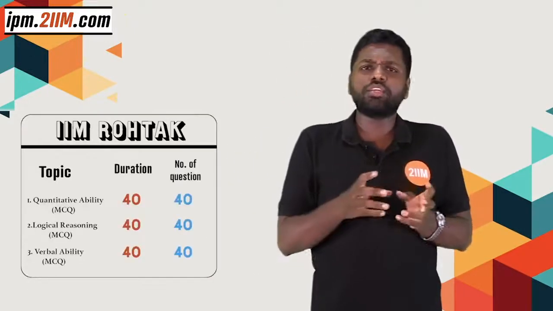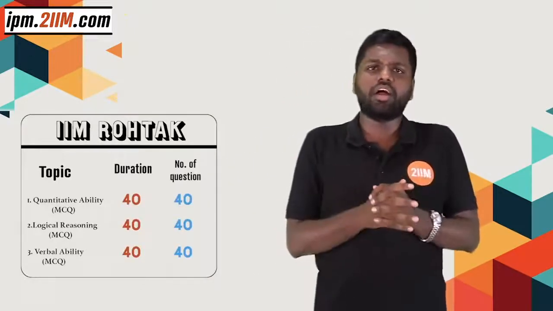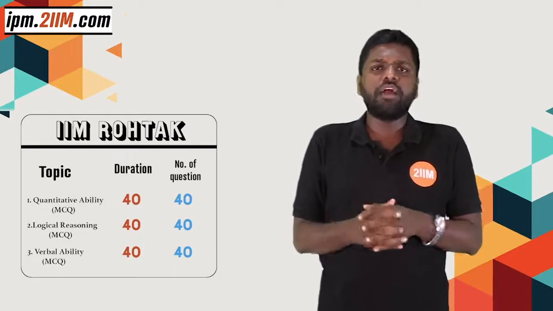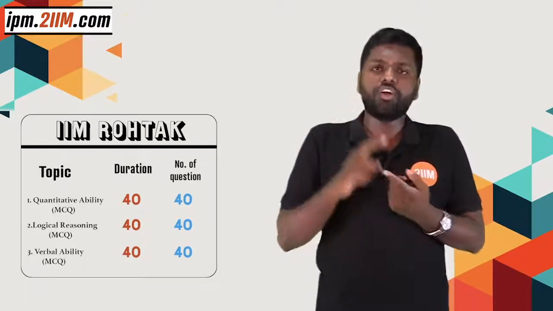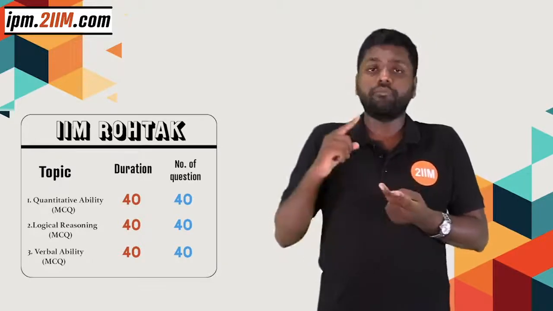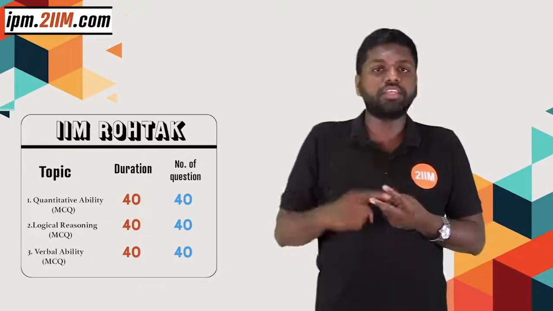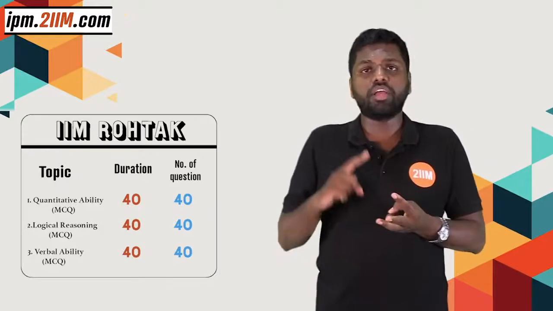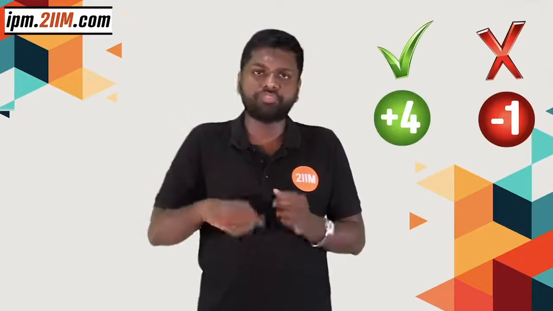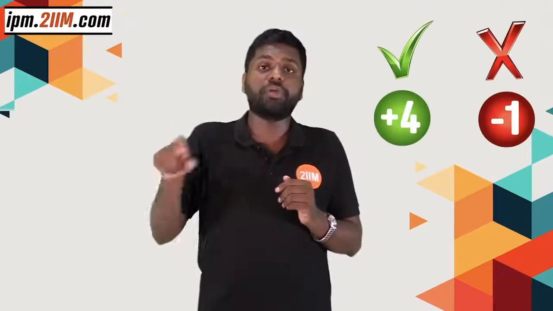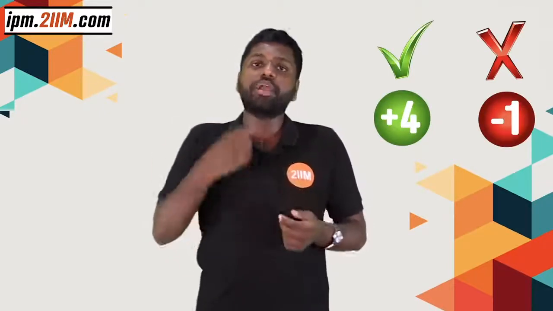Rohtak is slightly simpler than Indore in terms of syllabus. They have 40 questions to be answered in 40 minutes. The first section is quantitative ability, which is math. The second section is logical reasoning, and the third section is verbal ability. So it is pretty much the same, except there are no short answers. All the questions carry plus 4 marks and minus 1 mark. If you get a question wrong, you get minus 1; if you get it right, you get plus 4.